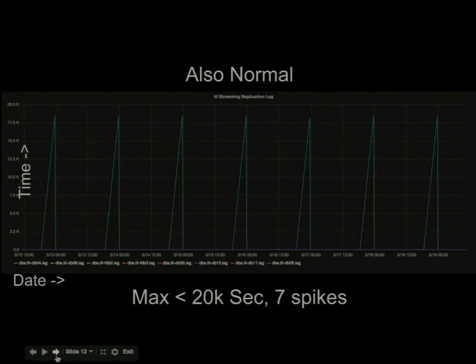This is also normal. Those spikes are very rhythmic. This is a 7-day snapshot. It's like a backup. Bingo. That's exactly what that is. When you take pg_dump, you have to pause replication. If you use pg_dump, there's a variety of methods of backups. We employ many of them.